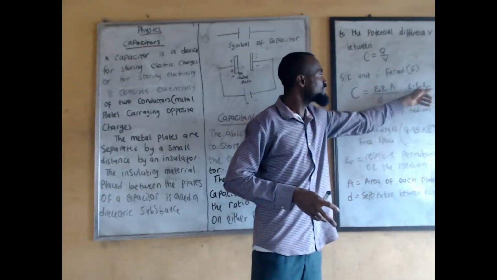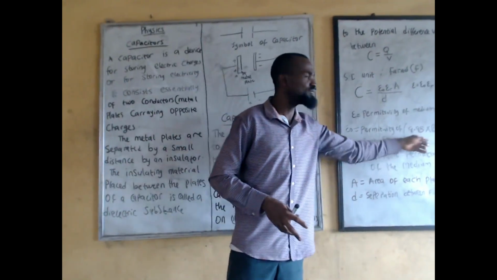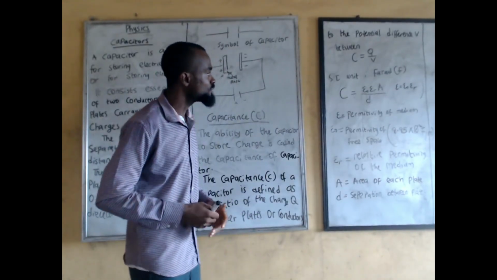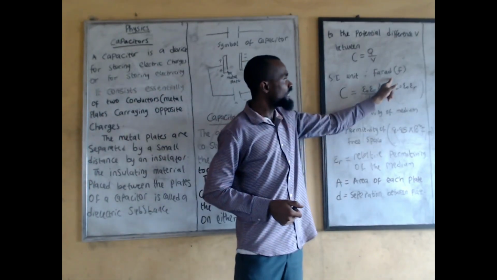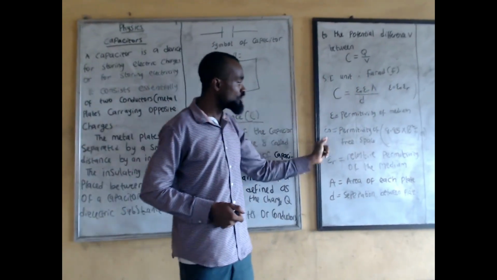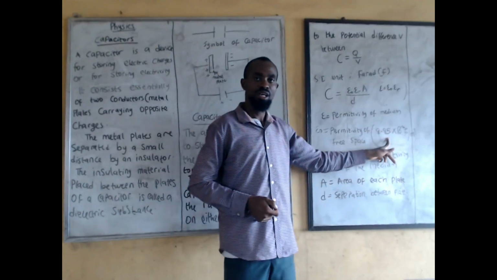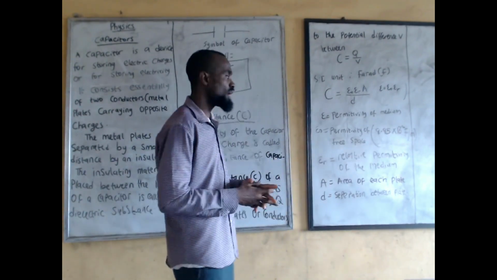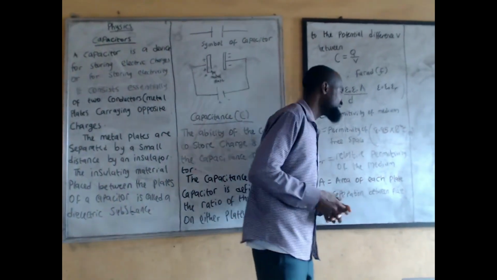While ε₀ is just the permittivity of free space. It is a constant given as 8.85 times 10 raised to the power minus 12. And please be careful, the unit of capacitance is the farad, denoted by capital letter F. So we are saying ε₀ represents the permittivity of free space. It's a constant. Anytime you want to do a calculation, the value is 8.85 times 10 raised to the power minus 12 farad per meter.